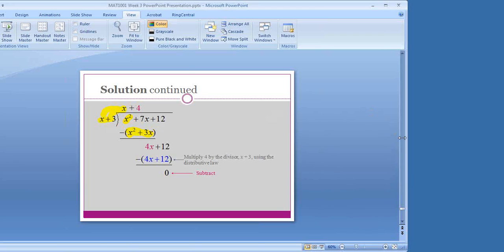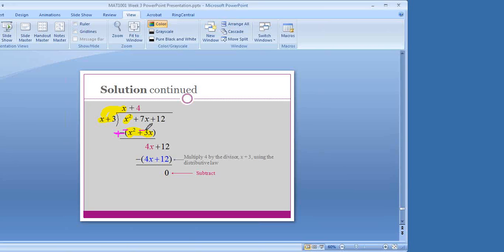Now what do I do? I subtract. Very important. I subtract just like we did in regular long division. And what does that subtraction do? It really changes the sign of everything. So I'm going to make it addition. I'm just going to change the signs.